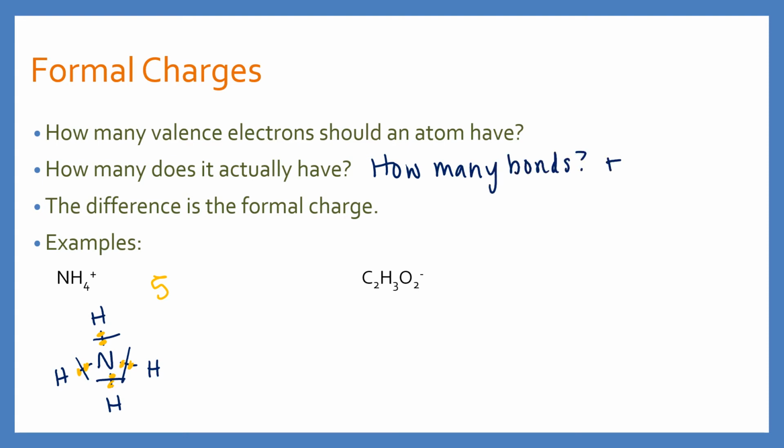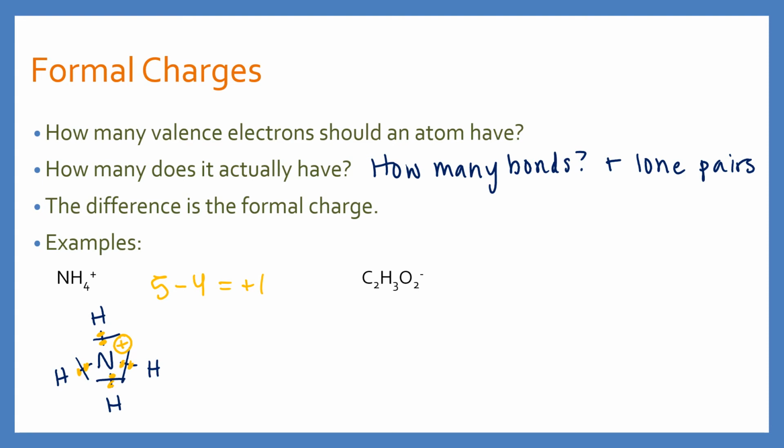And you also want to add up lone pairs. But nothing in this molecule has lone pairs, so we don't have to think about that right now. So nitrogen has 4 bonds, which means it owns 4 of the electrons around it. So we're going to subtract those, and that gives us +1. The +1 charge is on the nitrogen atom because it is currently missing 1 of its electrons.